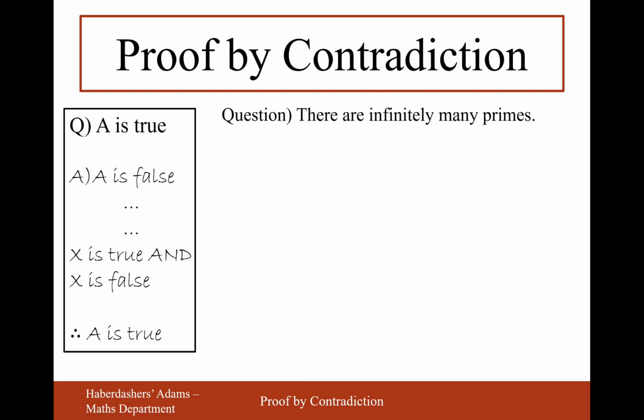Okay, so square root of 2 is a pretty famous proof by contradiction theorem, and so is this one here. There are infinitely many primes. So when I'm trying to prove that there are infinitely many primes, the way I do proof by contradiction is I start by saying that this is false. So I'm going to assume there are, what's the opposite of infinitely many primes? Finitely many primes. So assume there are finitely many primes.